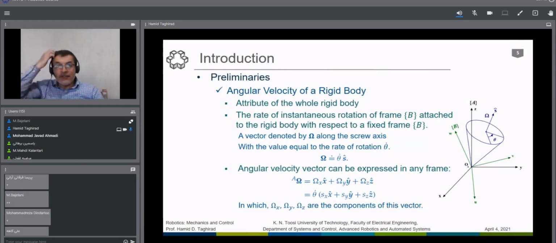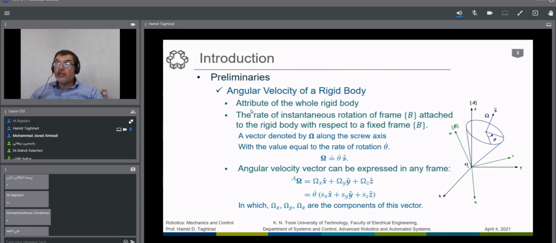Let me start with the definition of angular velocity of a rigid body. Angular velocity of a rigid body, that is the differential kinematic step to define the differential motion of a rigid body or a robotic manipulator arm. First of all, angular velocity is an attribute of the whole rigid body. It means that if we have a rigid body, all points within it have the same angular velocity. This is different from linear velocity, that is an attribute of a point within the rigid body.